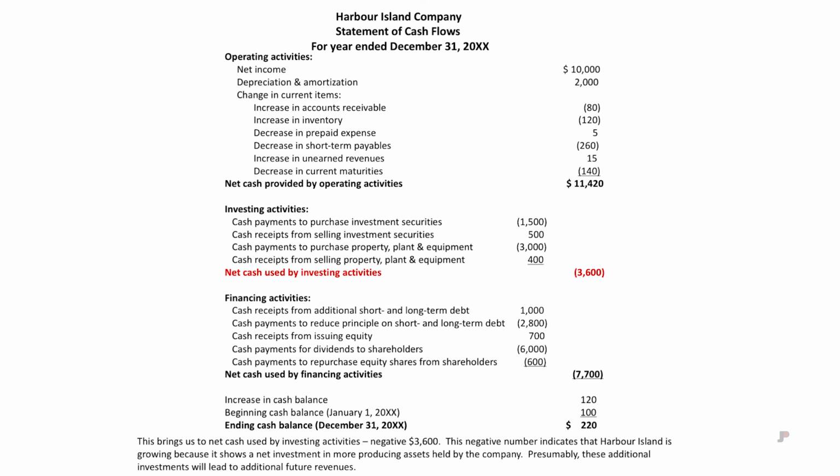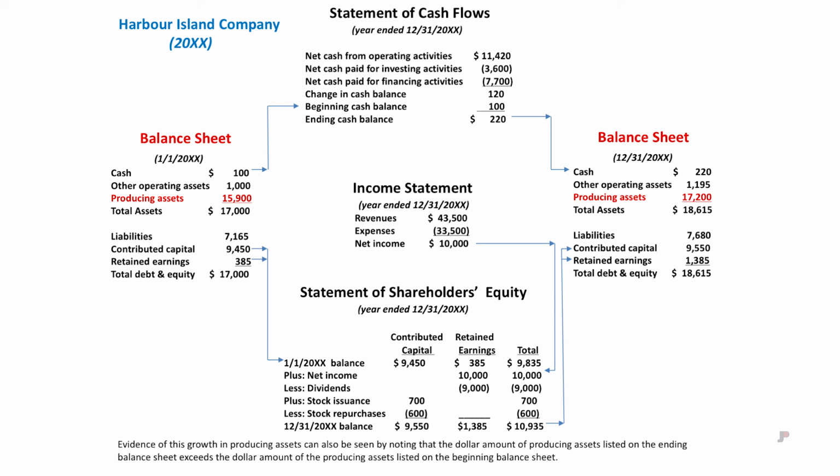This brings us to net cash used by investing activities, negative $3,600. This negative number indicates that Harbor Island is growing because it shows a net investment in more producing assets held by the company. Presumably, these additional investments will lead to additional future revenues. Evidence of this growth in producing assets can also be seen by noting that the dollar amount of the producing assets listed on the ending balance sheet exceeds the dollar amount of the producing assets listed on the beginning balance sheet.